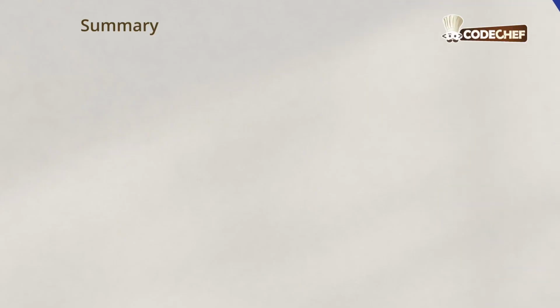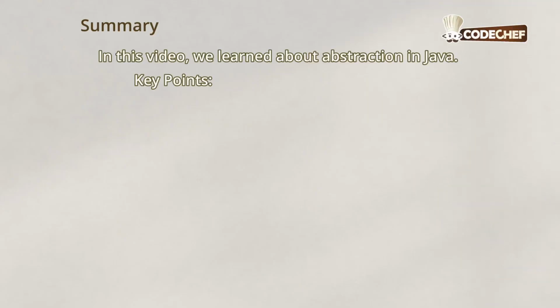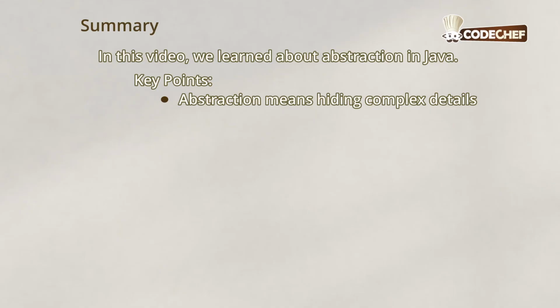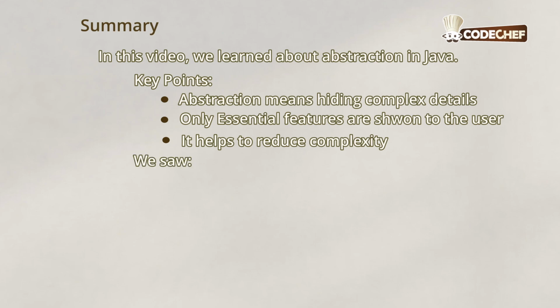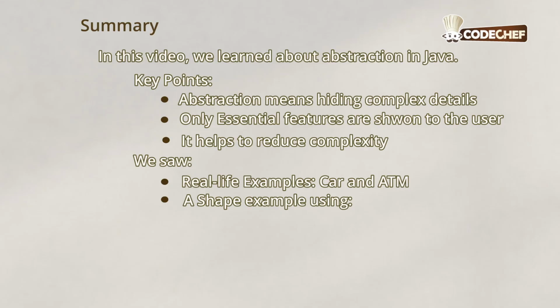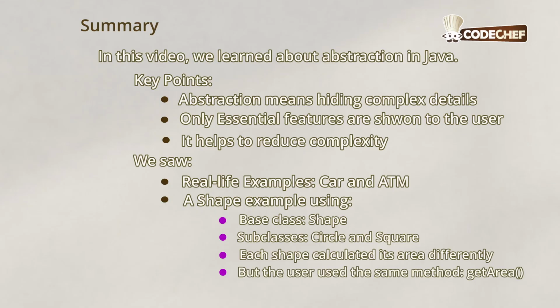Now let's summarize what we've learned. In this video, we learned about abstraction in Java. Our key points: abstraction means hiding complex details, only essential features are shown to the user. It helps reduce complexity. We saw a real life example of car and ATM, and a shape example using base class Shape, subclasses Circle and Square. Each shape calculated its area differently, but the user used the same method of getArea.